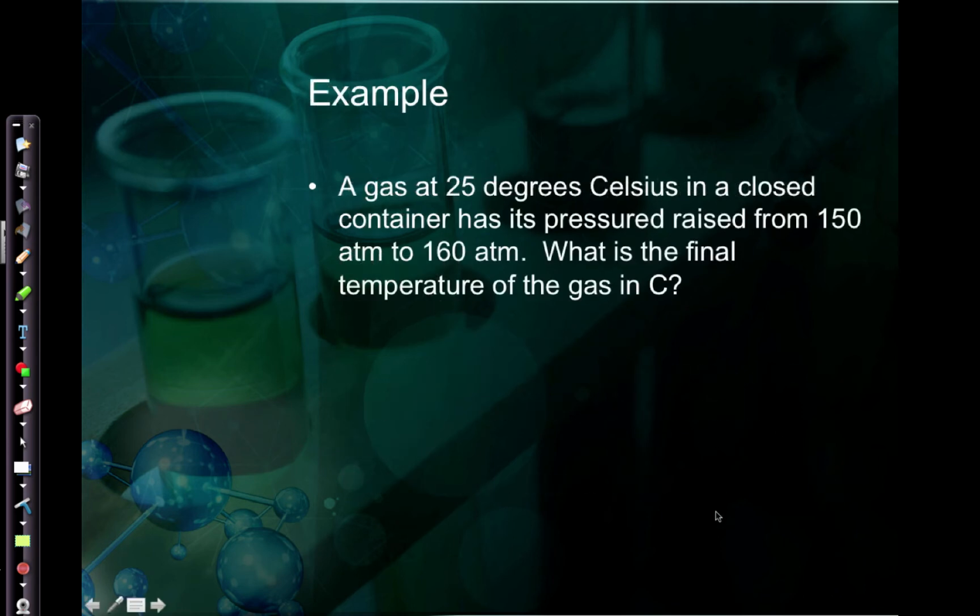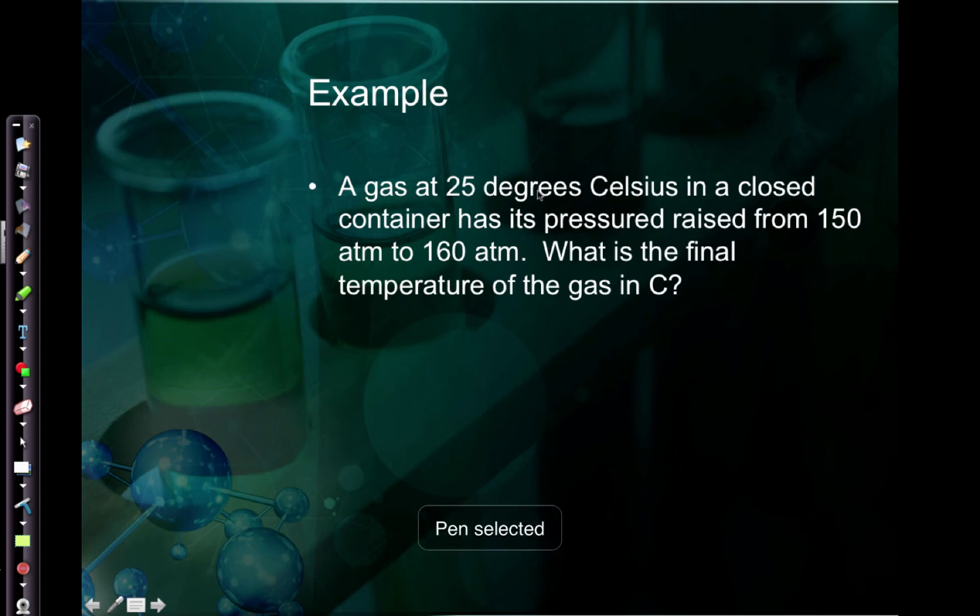So let's look at an example. I have a gas at 25 degrees Celsius in a closed container and has its pressure raised from 150 to 160 ATMs. So what is the final temperature of the gas in Celsius?